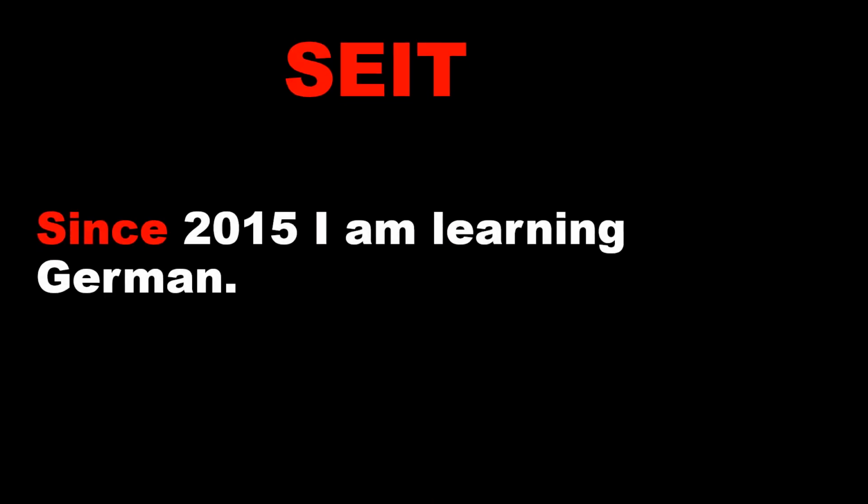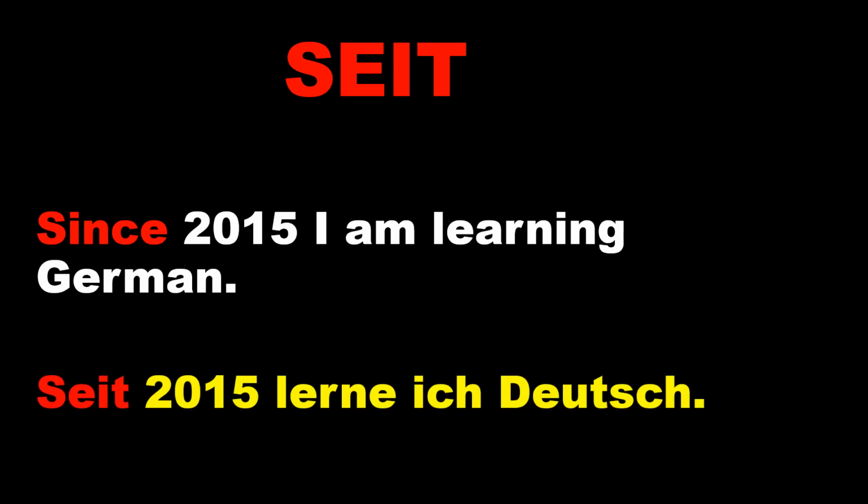Seit, which means since. Let's take the example. Since 2015, I am learning German. Let's see the translation. Seit 2015 lerne ich Deutsch. Ganz einfach, very simple. That is how we will use the word seit, the preposition. It's actually a preposition of time. That is how we will use it.